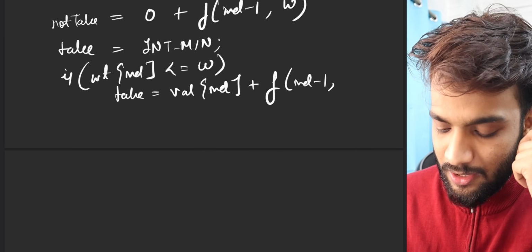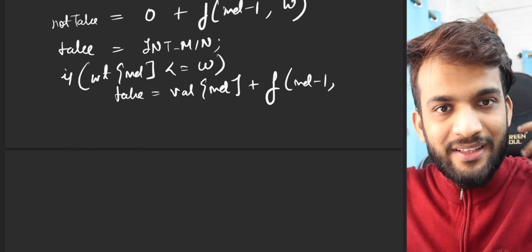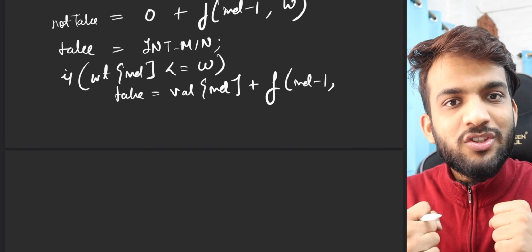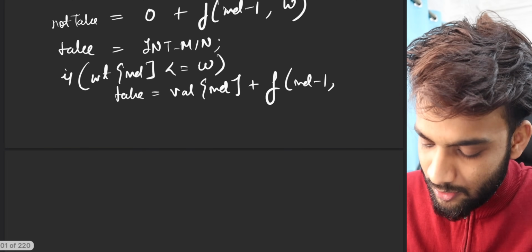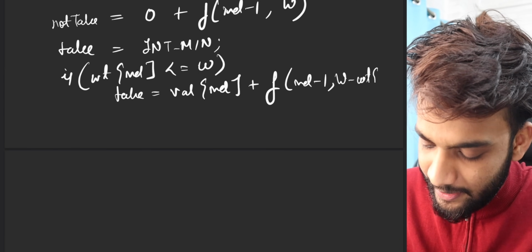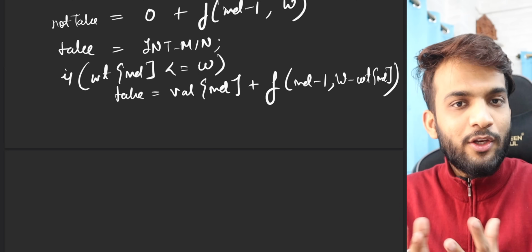And what will happen to the bag? Dude, you're stealing something. You're putting that into the bag. So the bag will reduce now. So what are you waiting for? Let's reduce the bag with W minus WT index. That is the value it will reduce.